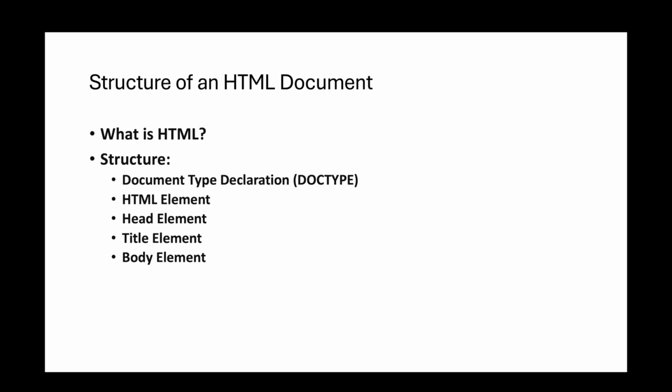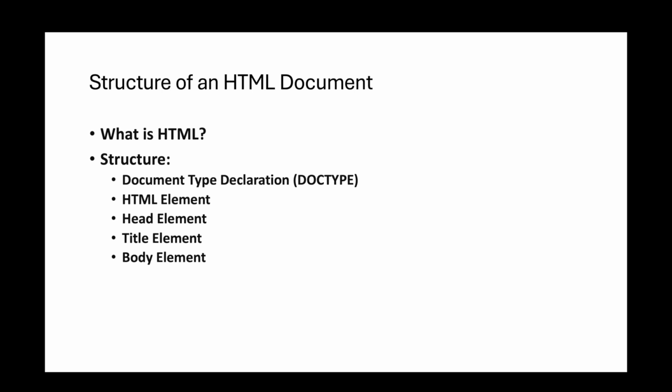HTML is a markup language that consists of a set of tags and attributes used to define the structure and content of web pages. It allows developers to create text-based documents that include elements such as headings, paragraphs, lists, links, images, and more. HTML documents are interpreted by web browsers, which render them into visual web pages that users can view and interact with. Structure of an HTML document.